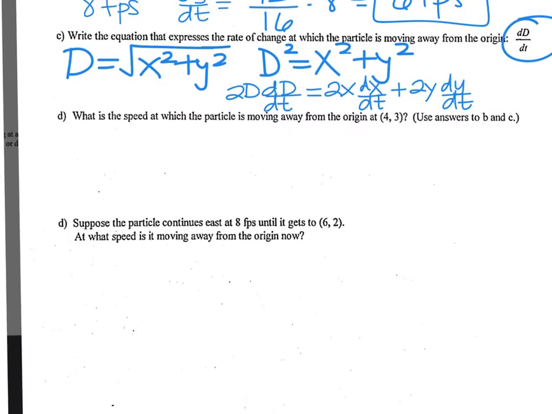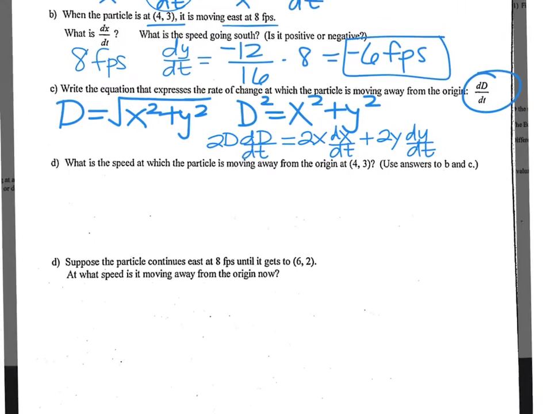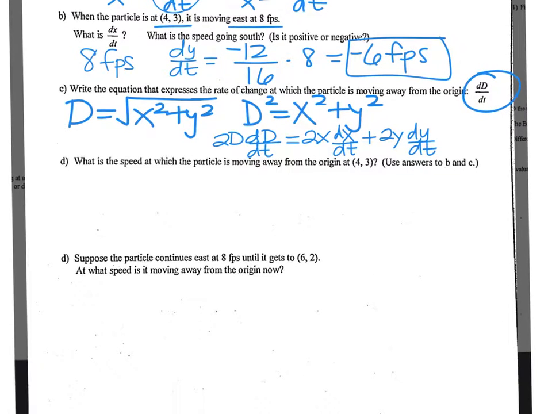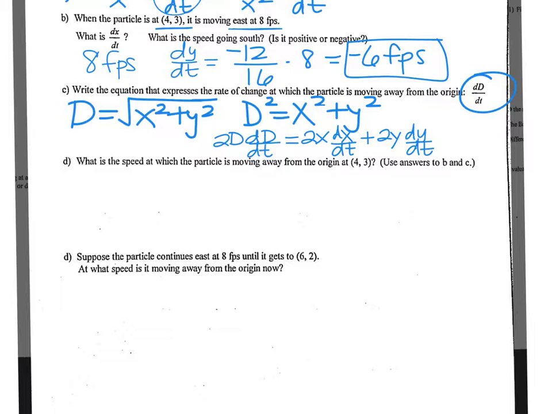Now, what is the speed? Multiply everything by dt? No. I mean, you could, but you don't want to. All right, what is the speed at which the particle is moving away from the origin at 4, 3? Use answers to B and C.